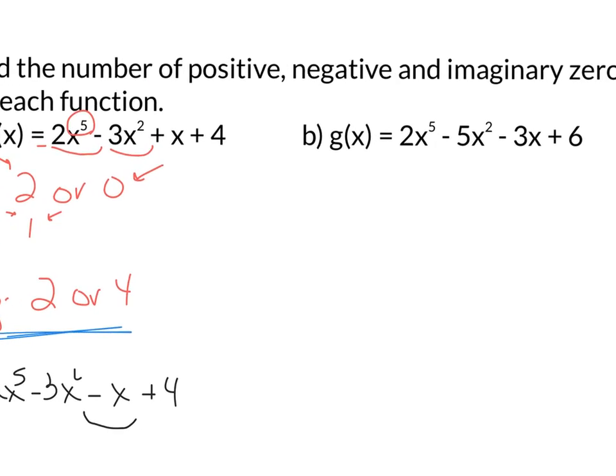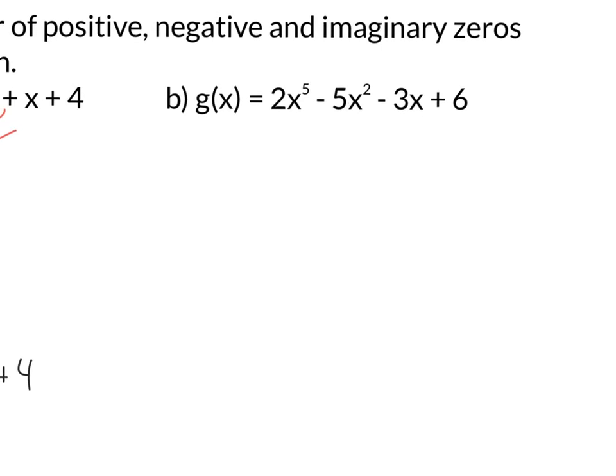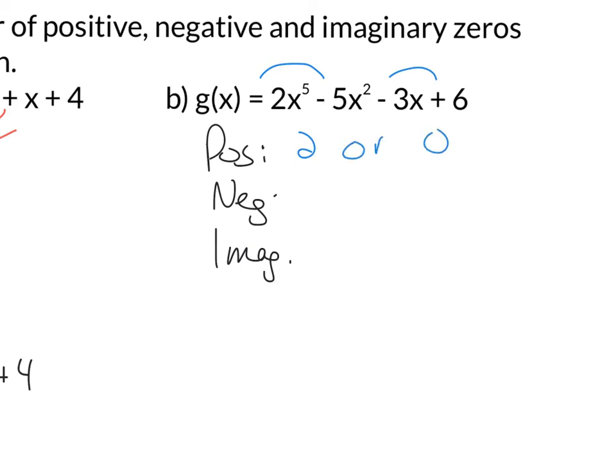Let's try one more. That's really all there is to it. Not really solving them. We're just trying to find out how many positive, negative, and imaginary. So part B, last one today. Hang in there. Positive, negative, imaginary. Okay. Positive is how many sign changes. It changes there and then changes back to positive there. So it's 2 again. So I'm going to put 2 or 0.